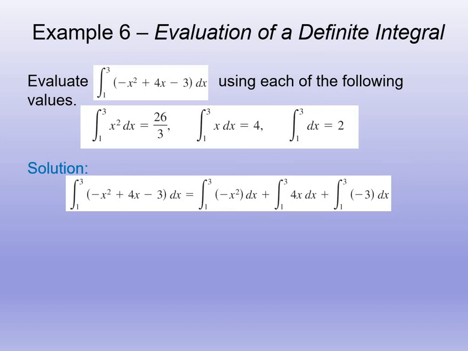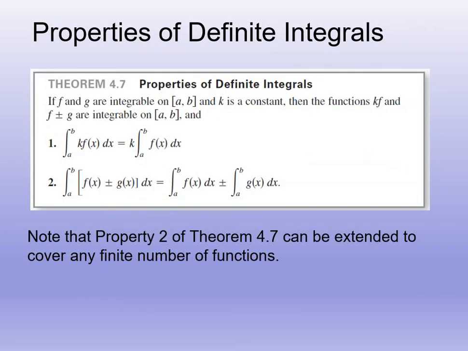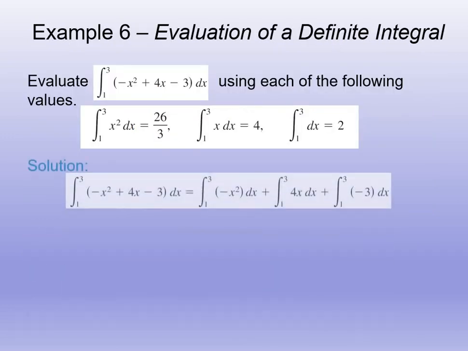But we can take this polynomial and set it up as 3 different integrals: the integral from 1 to 3 of negative x squared dx, plus the integral from 1 to 3 of 4x dx, plus the integral from 1 to 3 of negative 3 dx. Why are we allowed to do that? If we step back a slide, it's theorem 4.7, property 2. We have a sum and difference, and for our polynomials we're able to do this.